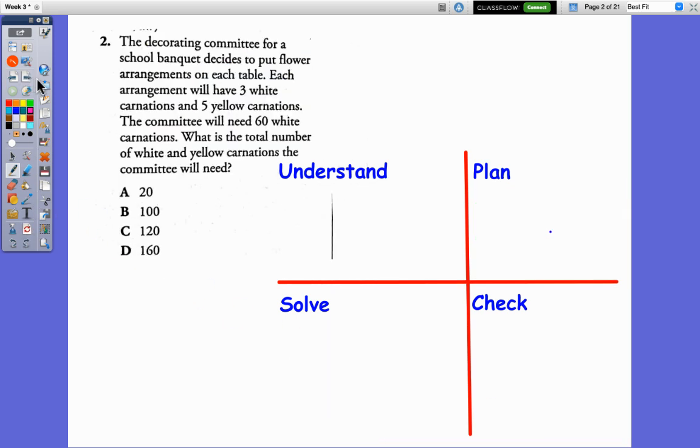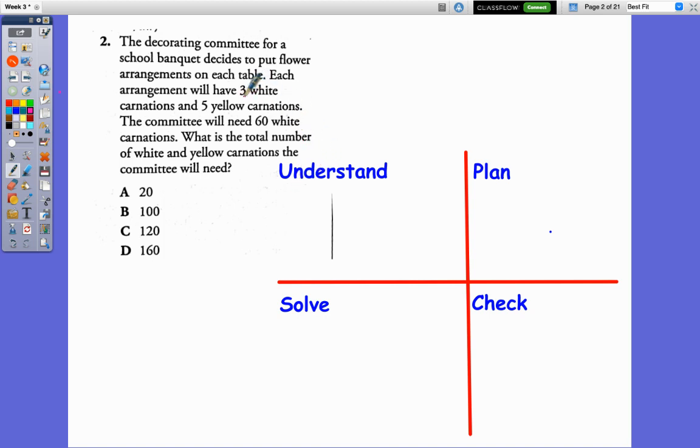Let's go ahead and take a look at another problem. It says the decorating banquet committee for the school banquet decides to put on flower arrangements on each table. Each arrangement will have 3 white carnations and 5 yellow carnations. The committee will need 60 white carnations. What is the total number of white and yellow carnations the committee will need?